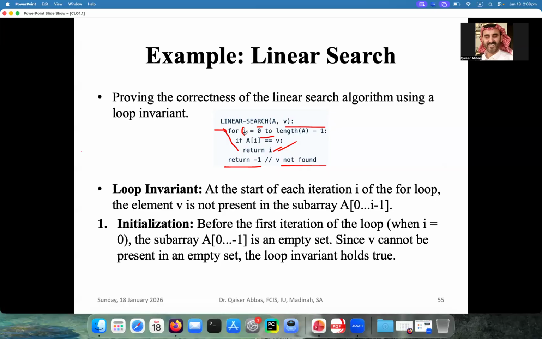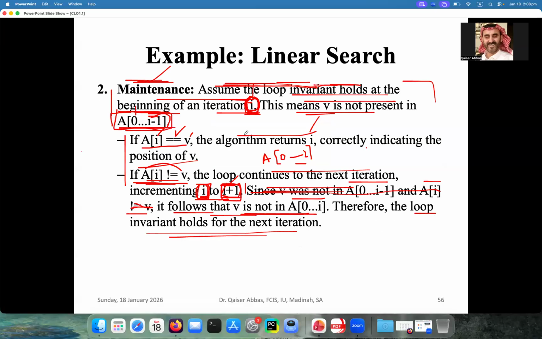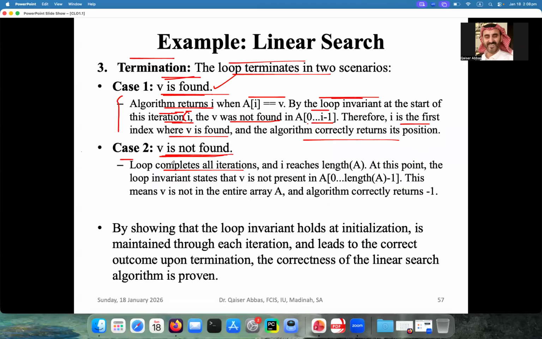Length of A minus 1 is the valid iteration. Length of A is the termination, the last one. The loop completes all iterations, and your loop variable i will reach length of A, not length of A minus 1, one more time. For example, n and n plus 1. At this point, the loop invariant states that V is not present.